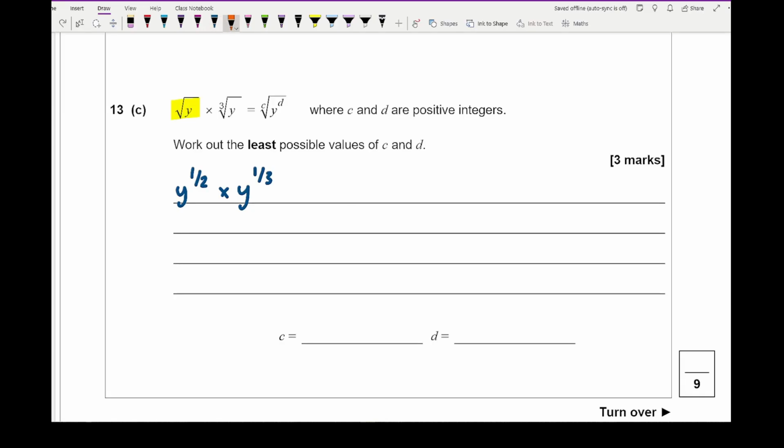Now this is what we then need to simplify. So what do we do when we're multiplying indices? We add the powers. So that's going to be y to the power of a half plus a third. I can then put that in my calculator and I get y to the power of 5/6. And so what is my value if I compare that to y to the power of d over c? Now I wrote c over d, so I'm using that to rub it out. So it's d over c, so c equals 6 and d equals 5.